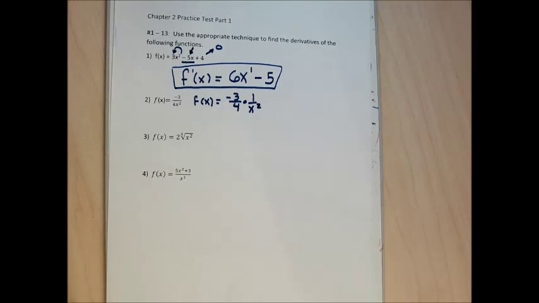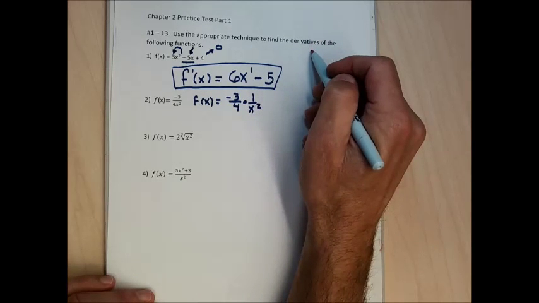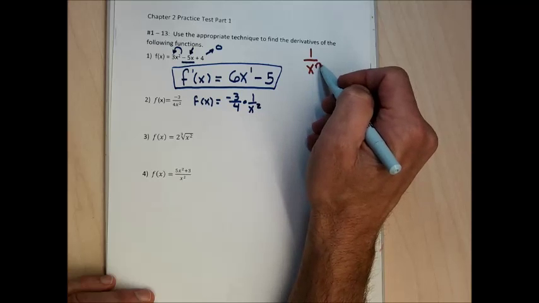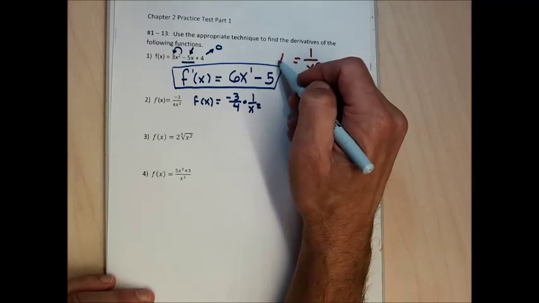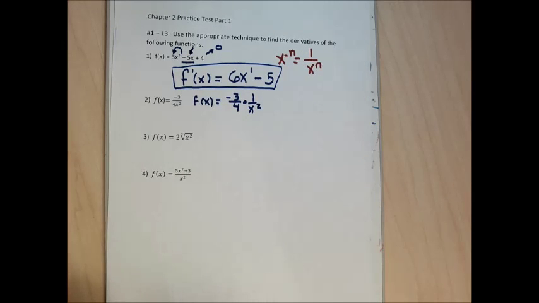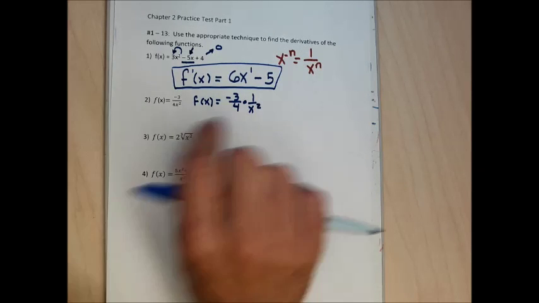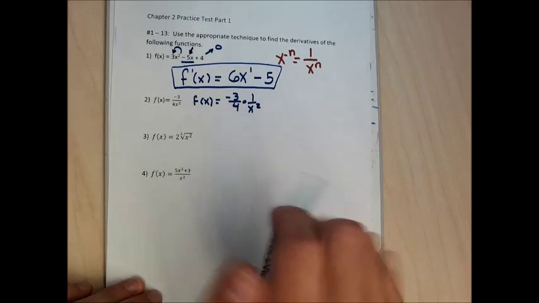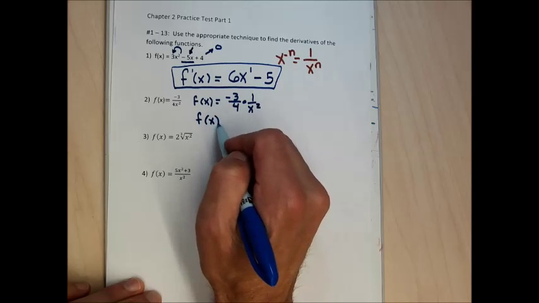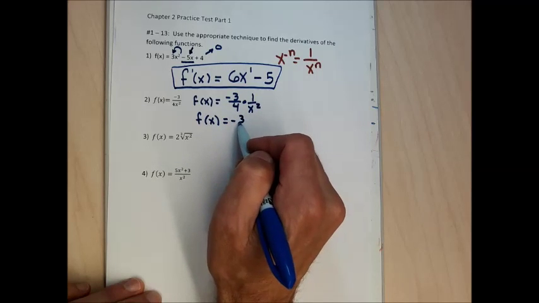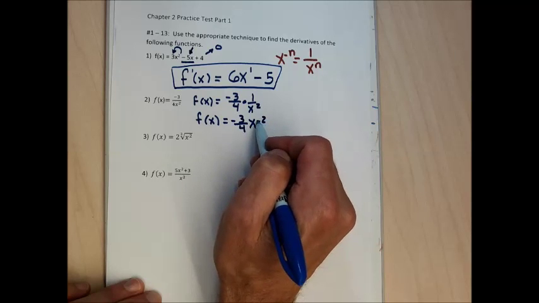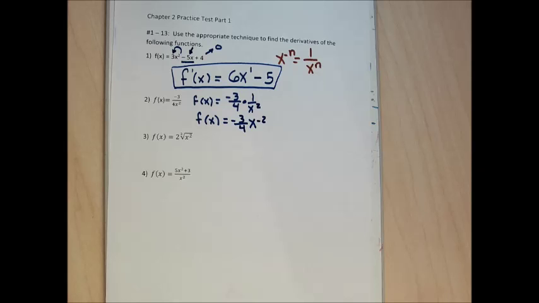And now I can rewrite the 1 over x squared using the rule that says 1 over x to the n equals x to the negative n power. Usually we write the rule going this way, but I can use it backwards. And so I'm going to rewrite this 1 over x squared as x to the negative 2 power. So now I can rewrite this problem as f of x equals negative 3/4 times x to the negative 2 power. This is a good place to be, because now I can take the derivative real easy.